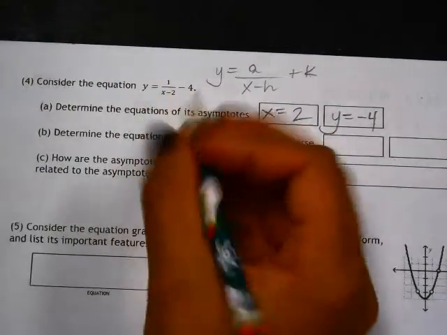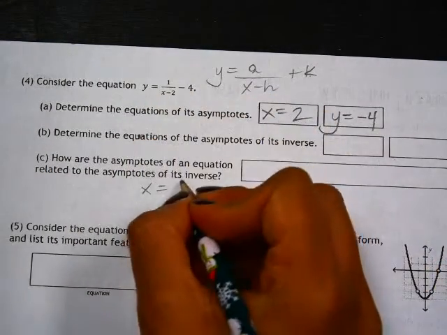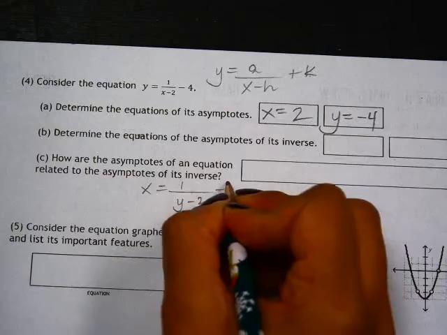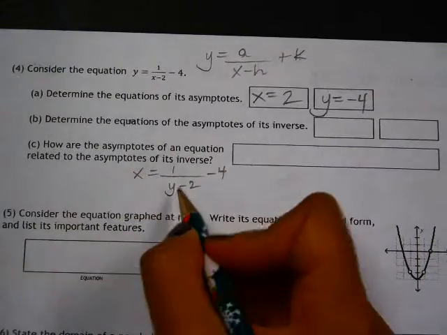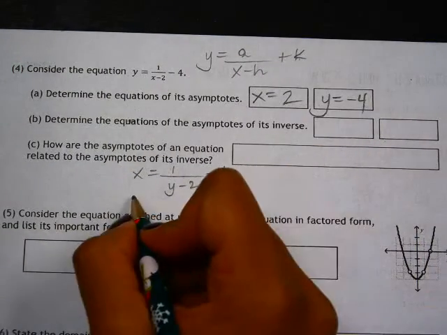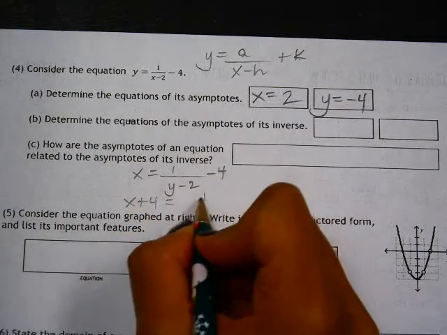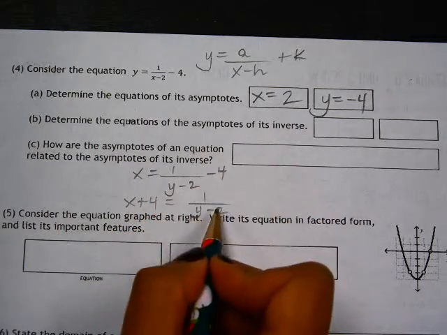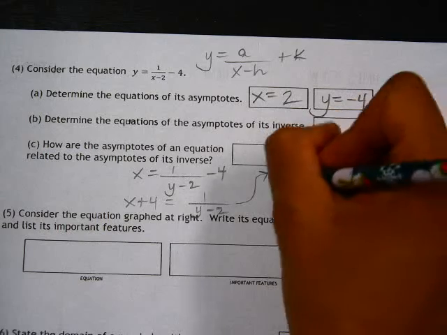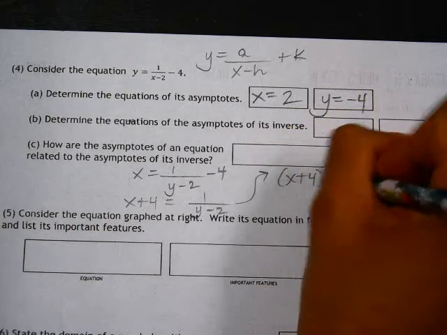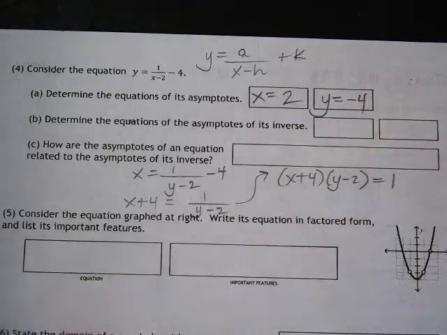The inverse equation is obtained by switching x and y. So if we're trying to get y to be isolated, this would end up being x plus 4 equals 1 over y minus 2. We can cross multiply. That would give us x plus 4 times y minus 2 equals 1.